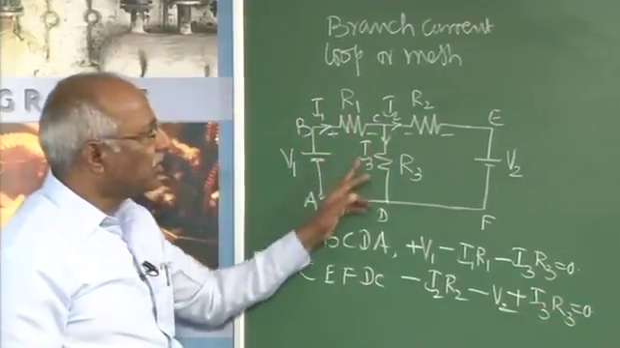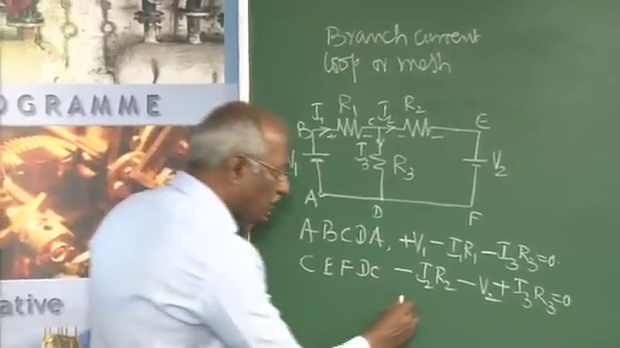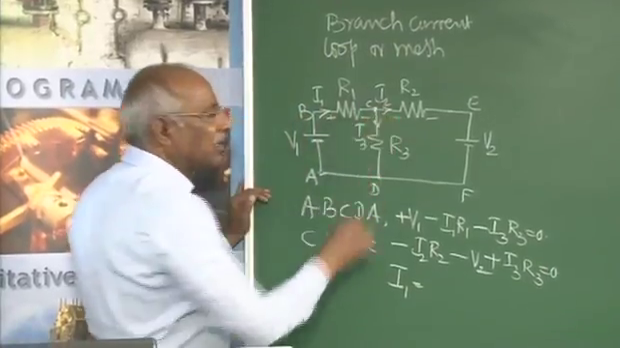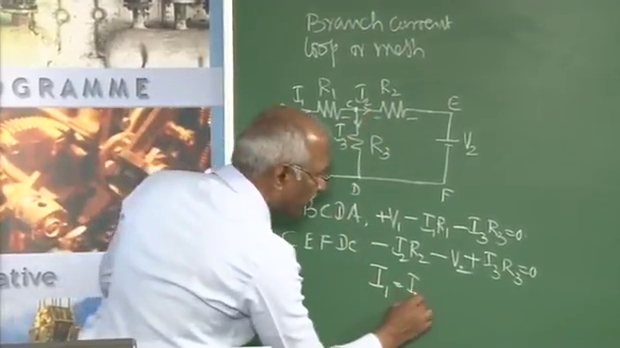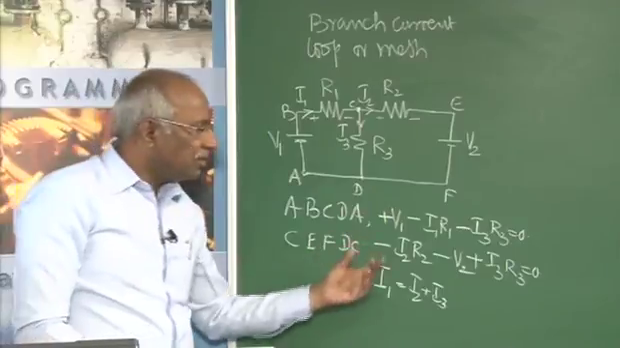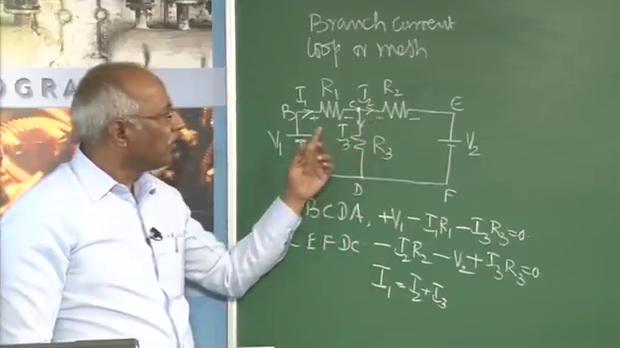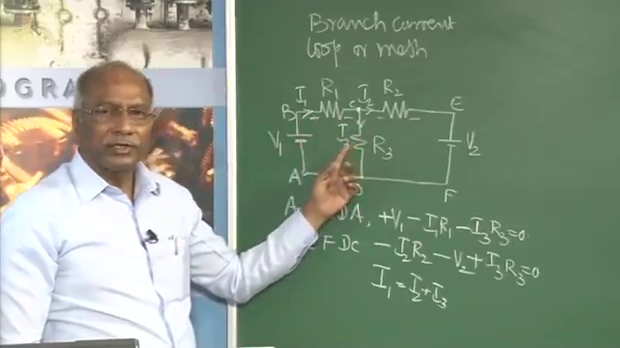You will observe there are three unknowns and only two equations. It is not possible to solve. In that respect, you have one more equation, that is I1, considering Kirchhoff's current law, equal to I2 plus I3. By solving these three equations, it is possible to get the values of I1, I2, I3, from which you can find out the voltages or even the power consumed by individual circuit.